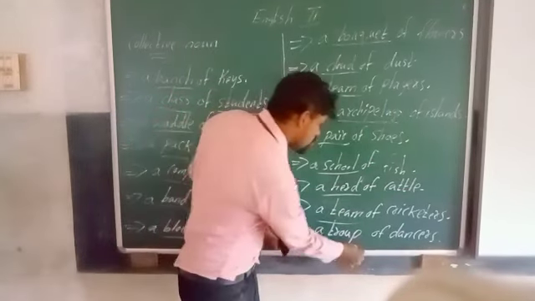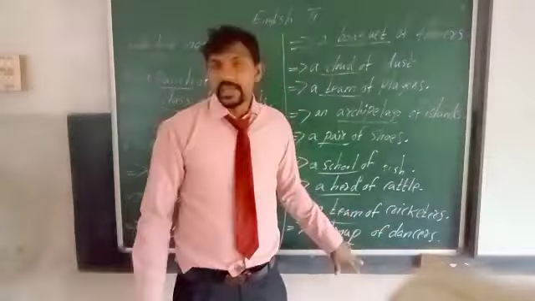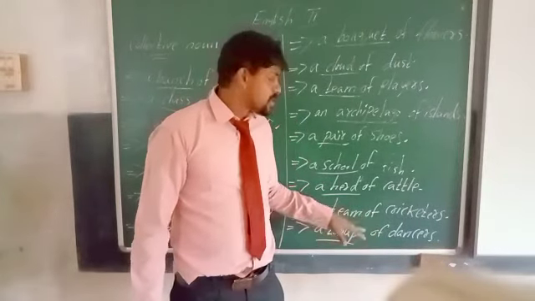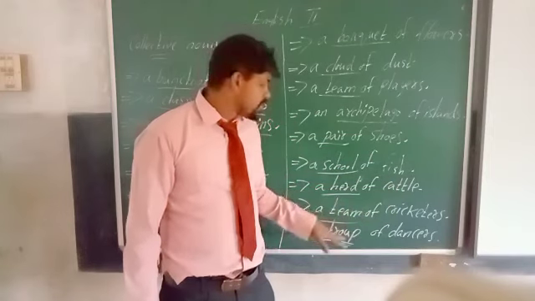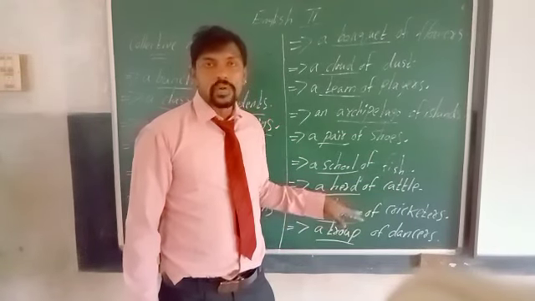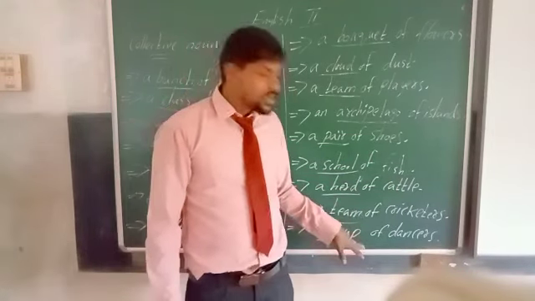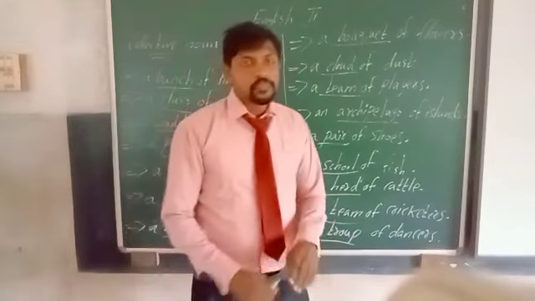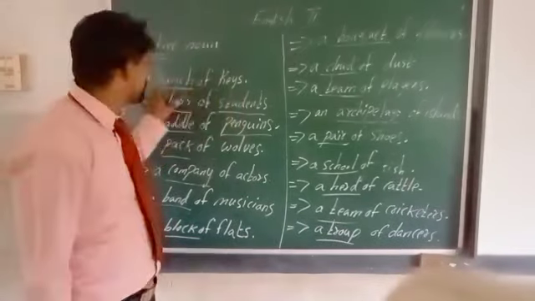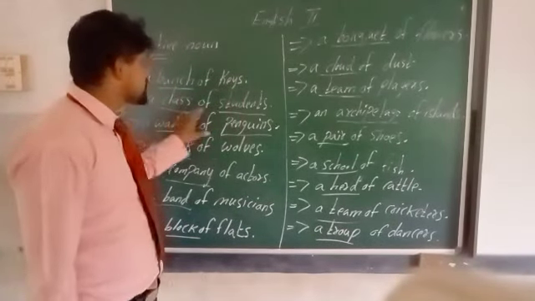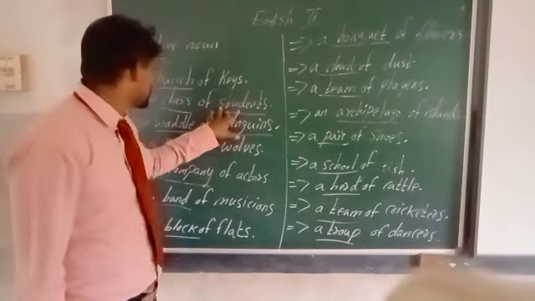Then a troupe of dancers. More number of people are dancing. What do we call? A troupe. We will call it a troupe. Once again, a bunch of keys. More keys. A bunch of keys. A class of students. More students.